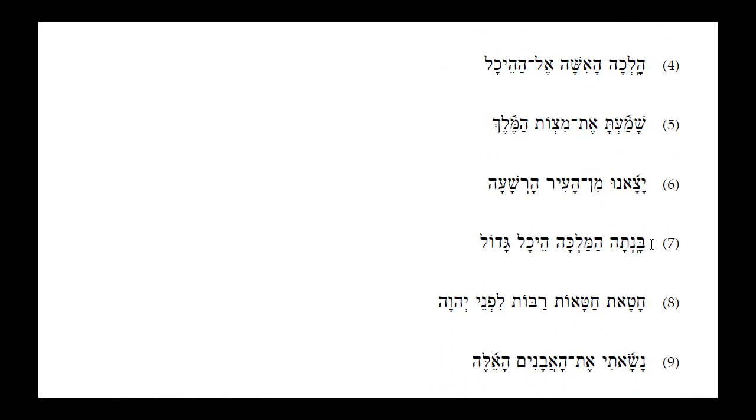Number 7 is baneta. Oh, going back to number 6, this is a first yod verb too. So you have a first yod here in yatsa, and you have a third aleph here. So it's both doubly weak here. Number 7 is banetha hamalka hechal gadol.